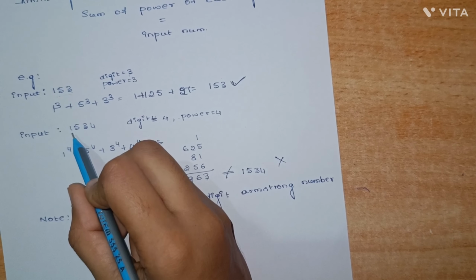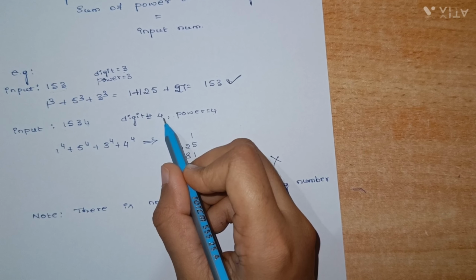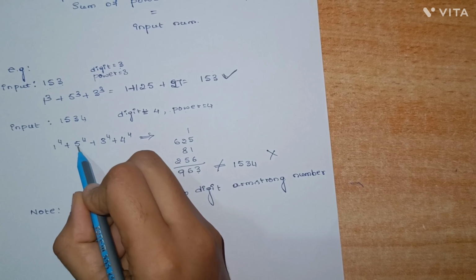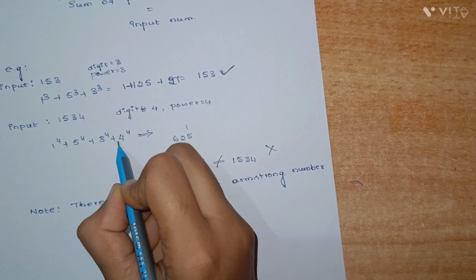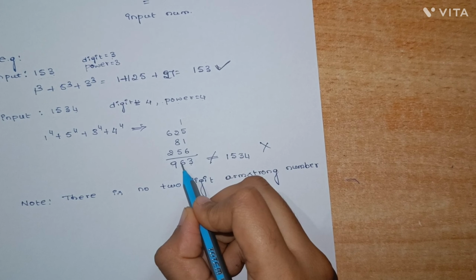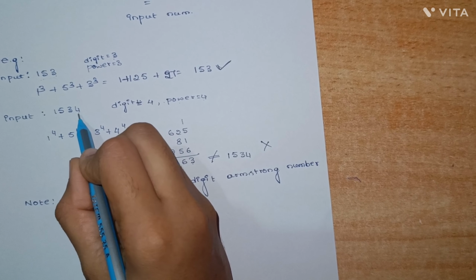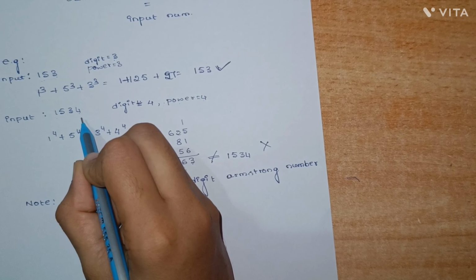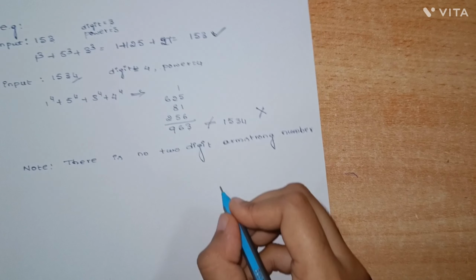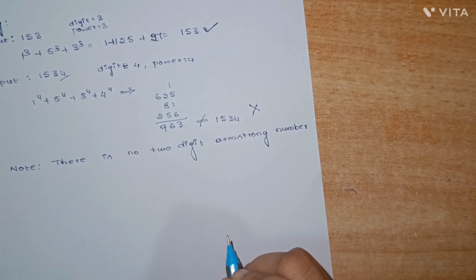Let's check for another number, 1534. Here are 4 digits. Let's take a power as 4. So 1 power 4 plus 5 power 4 plus 3 power 4 plus 4 power 4. The sum becomes 963, which is not equal to 1534. So it's not an Armstrong number. Note, there is no 2-digit Armstrong number.